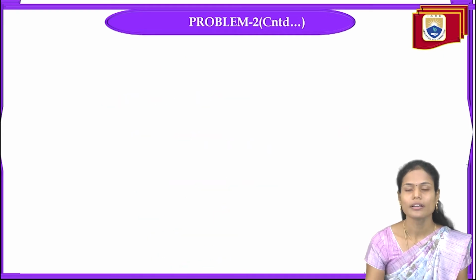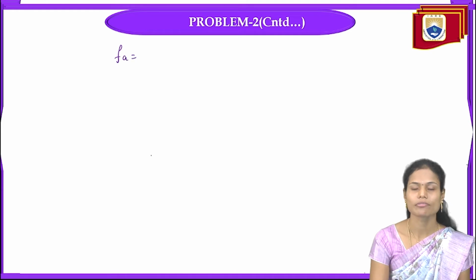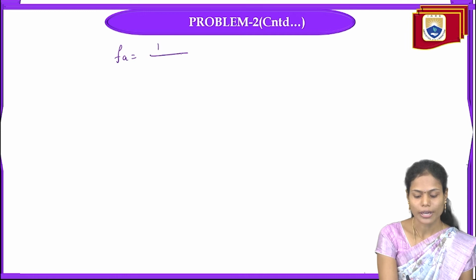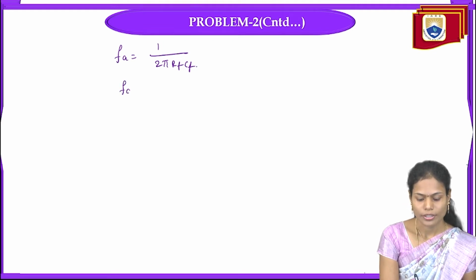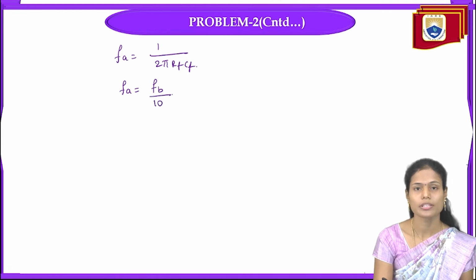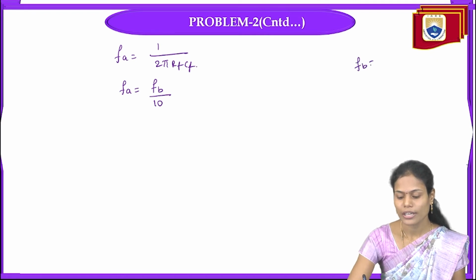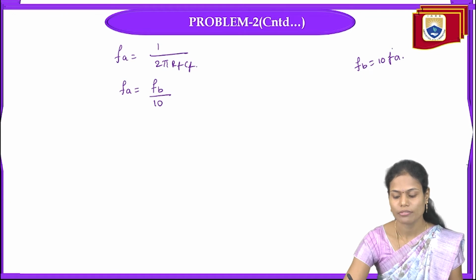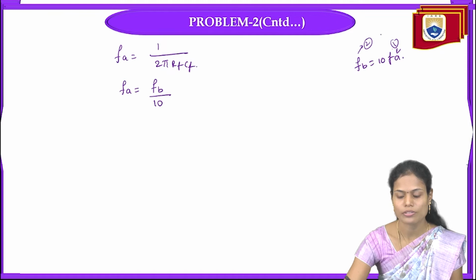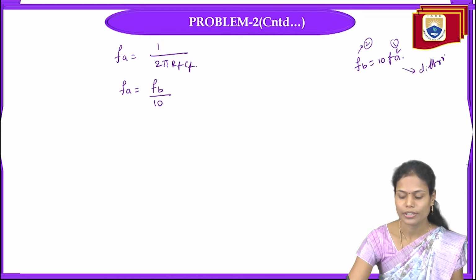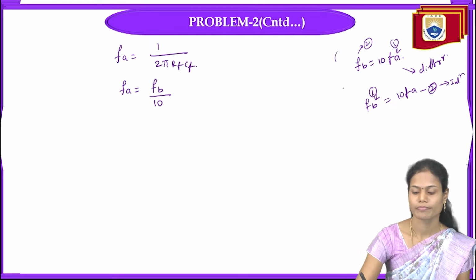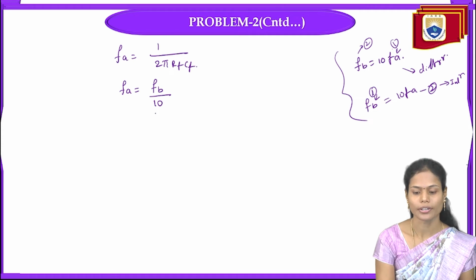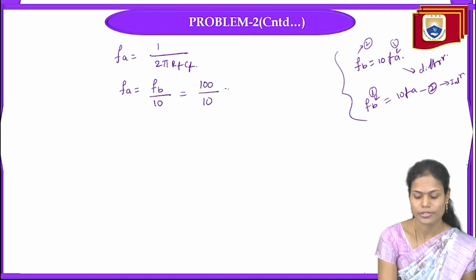So to find that, I am taking the next cutoff frequency, that is FA here. The second cutoff frequency in the integrator is FA, that is 1 by 2 pi RF CF here. And again, here the FA value should be FB by 10. In the differentiator circuit, the FB value is 10 times FA, because the first cutoff frequency is FA and the second cutoff frequency is FB in the case of the differentiator. But in the case of the integrator, FB is the first cutoff frequency and FA is the second cutoff frequency. Because of that reason, I am taking FA equal to FB by 10 here. So the FB value is 100 Hz, divided by 10 is 10 Hz.